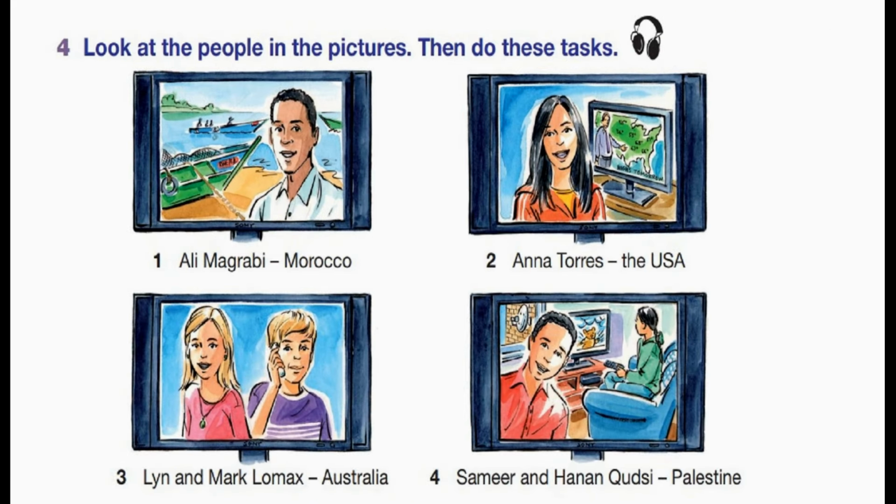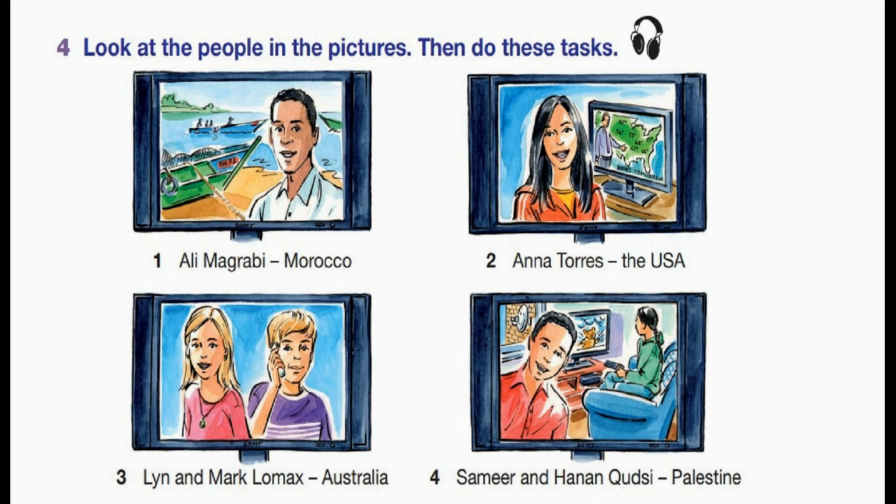Period 4, Activity 4. Part 1. One. Ali Magrabi is from Morocco. Two. Ana Torres is from the USA. Three. Lynn and Mark Lomax are from Australia. Four. Samir and Hanan Kudzi are from Palestine.